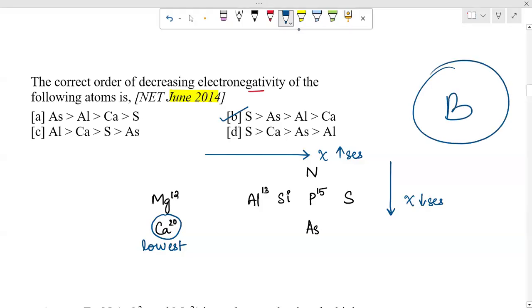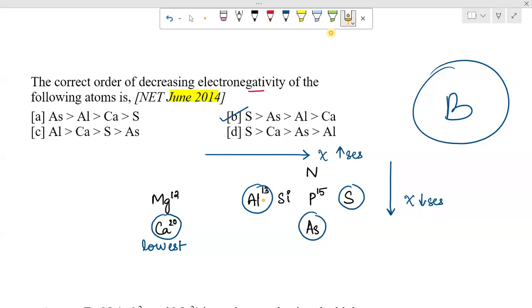Let's check the others also. It's option B. Option B is the correct answer. Okay. So calcium will be the lowest. Now what is left? You have sulfur, arsenic, and aluminium. These are the species that you have. And of course, as you move from left to right, the electronegativity increases and hence sulfur will come first. So sulfur is at the top, calcium is at the bottom.